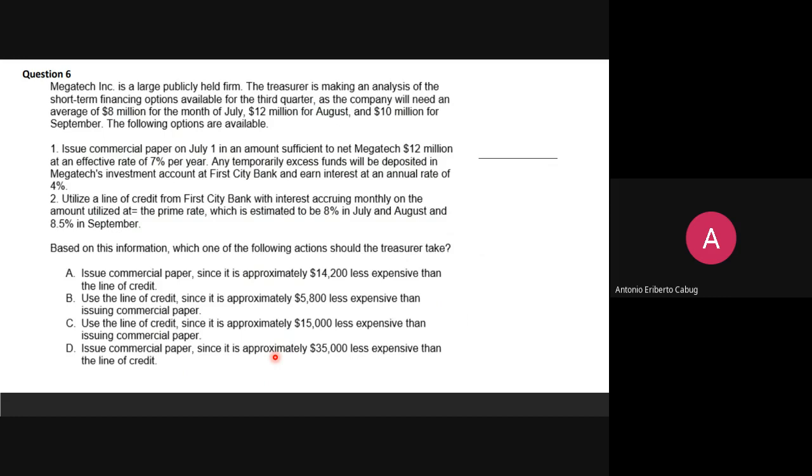Okay, tatlo lang yung may sagot. Where's the answer of the rest? Okay, so meron tayong tatlo dito na may sagot, no? Meron tayong tatlo na may sagot.